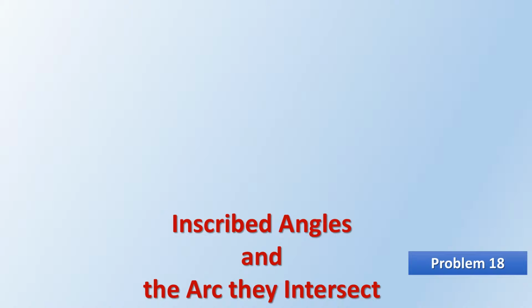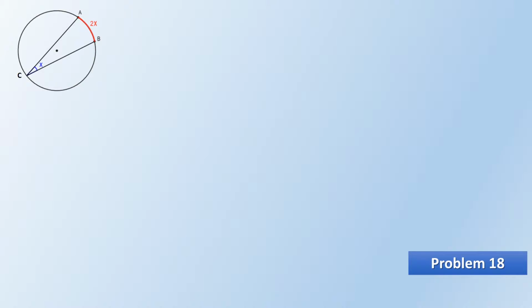Problem number 18 deals with inscribed angles and the arcs they intersect. Let's look at this circle. What is it trying to tell us? Well, it says if the measure of angle ACB is x, then the measure of the arc AB is 2x. Let's take this information and do a couple little problems here. In other words, if I know the measure of ACB is 14, then the measure of arc AB is twice as big, or in other words, is 28.